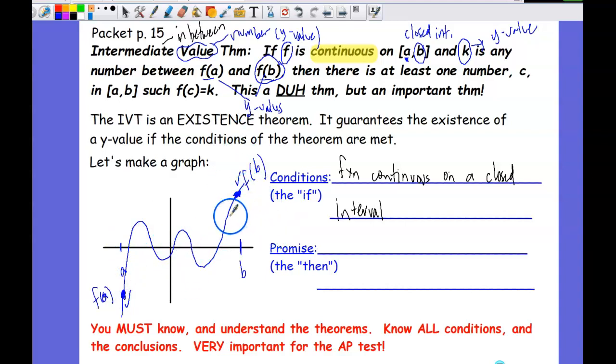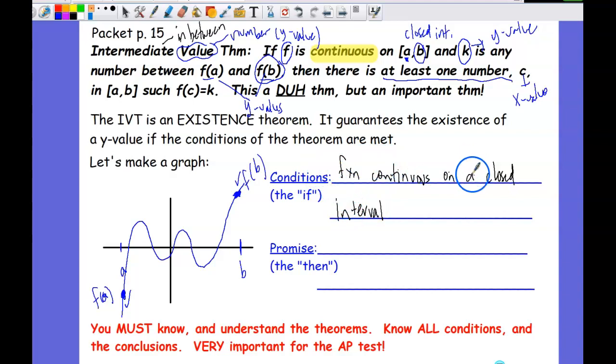So if k is a y value between f of a and f of b, then the conclusion is there is at least one number c, and c is an x value, on the closed interval between a and b such that f of c is equal to k. In other words, there had to be a value of x that generated that y value.